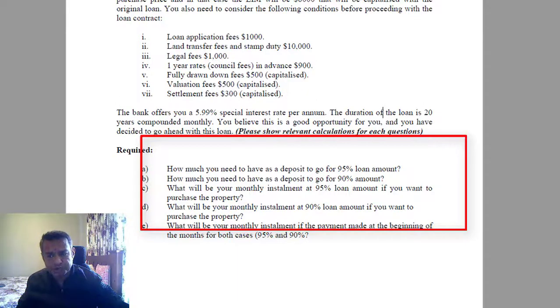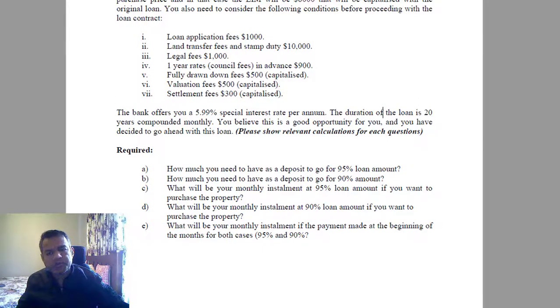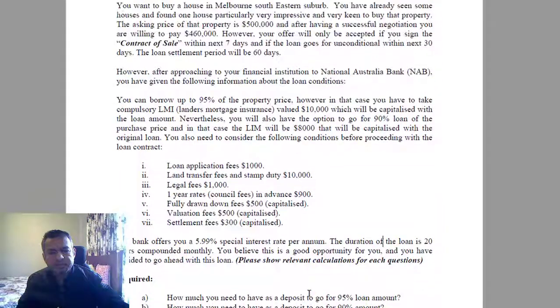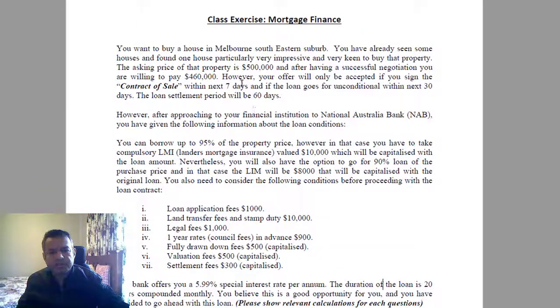This is the full question which you need to solve to prepare for the exam. Hopefully you understand the question very clearly. Now I want to indicate a few things here so that you can understand the question more clearly. One, the property price is $500,000, but after a successful negotiation, you are willing to pay $460,000. That is the original purchase price.